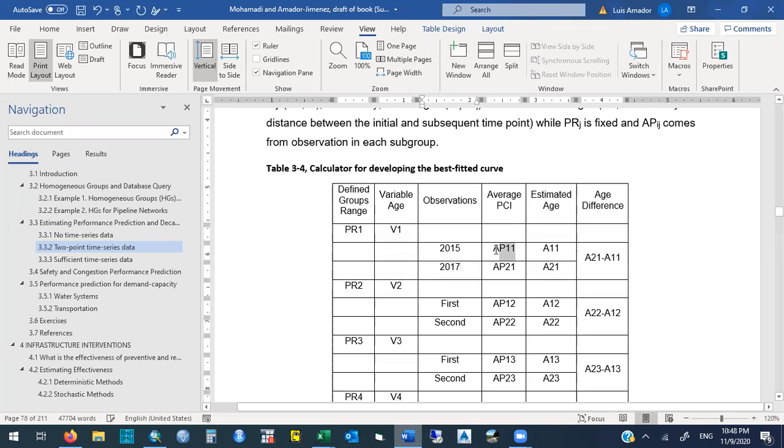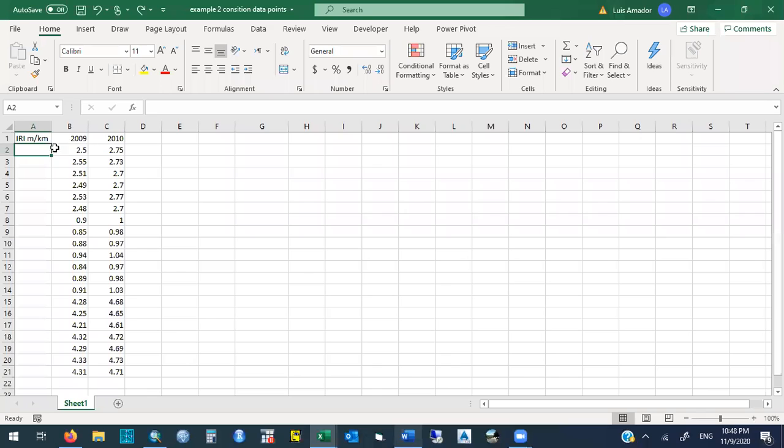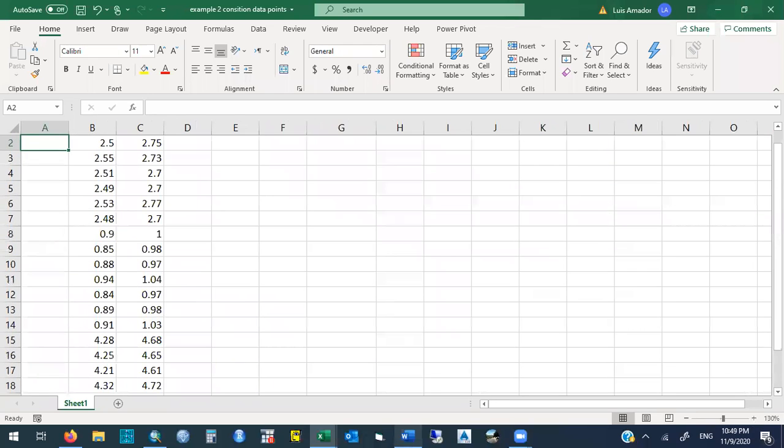In the example I was showing you before, you will have the roughness you observe on average in 2015 for a specific group, and the roughness you observe in 2017 for the same group. I think it's easier if I show you an example here. So consider this information we have here.